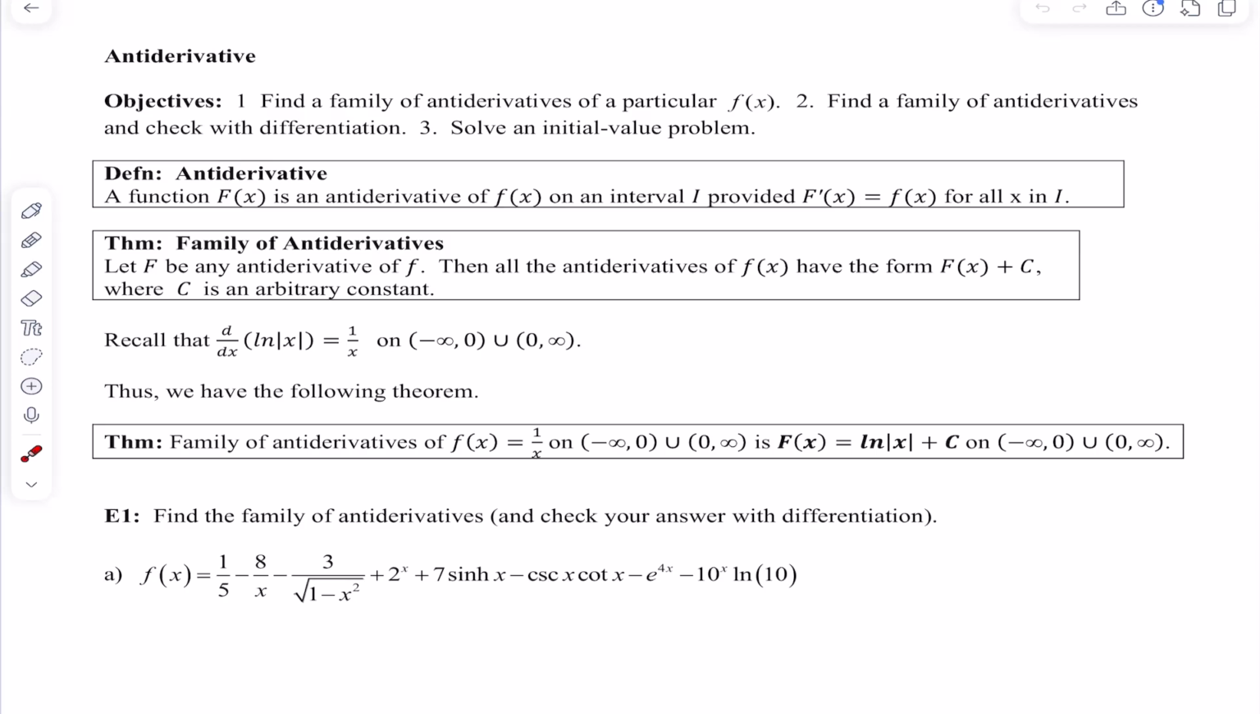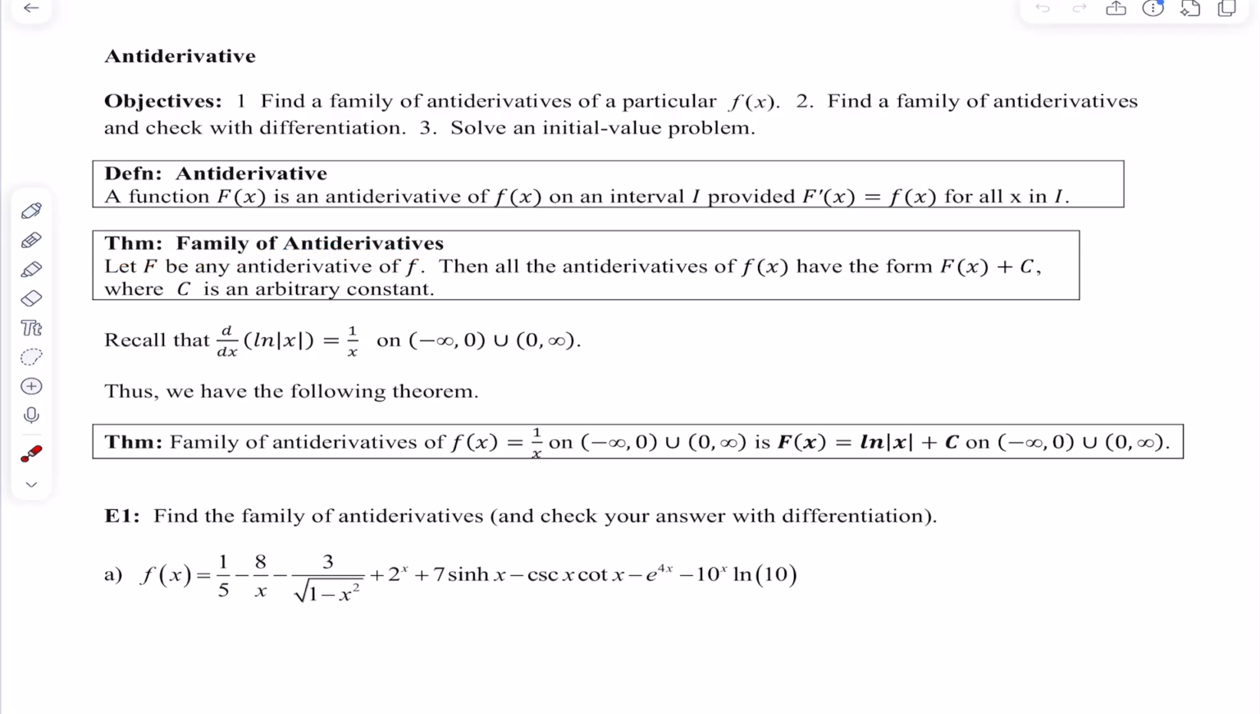We'll begin with a precise definition to make this clearer. A function capital F of x is an antiderivative of lowercase f of x on an interval I, provided that the derivative of capital F of x is equal to lowercase f of x.